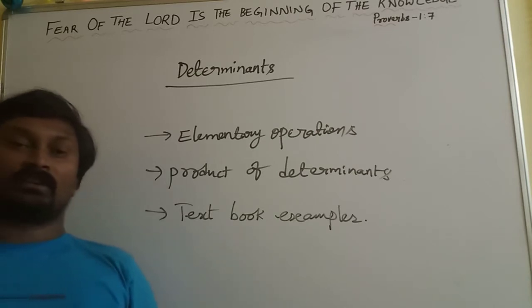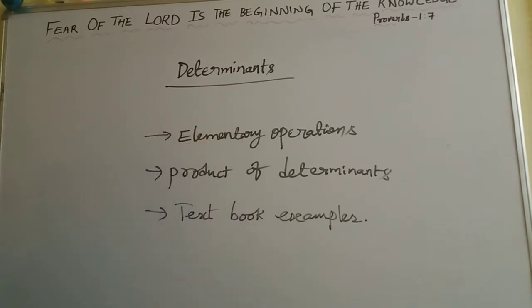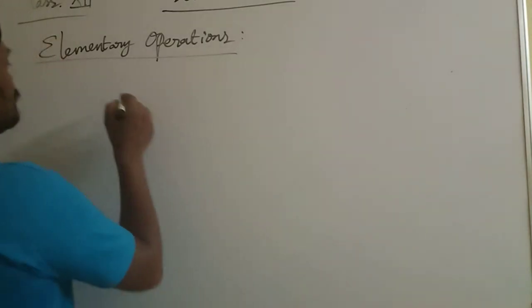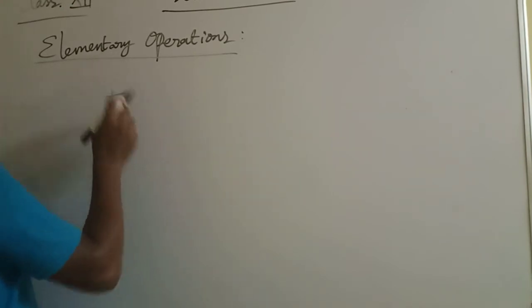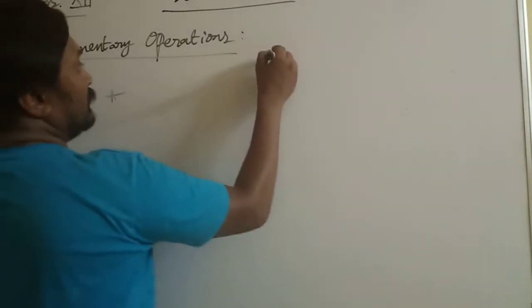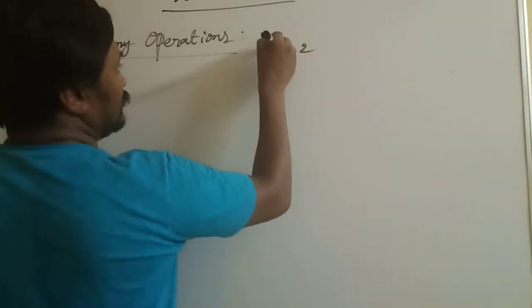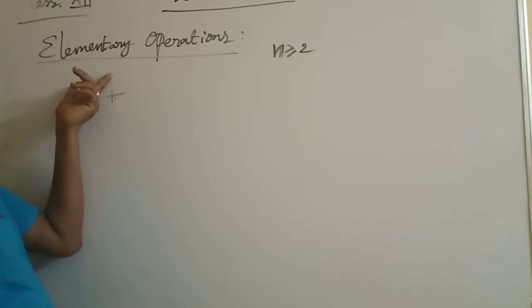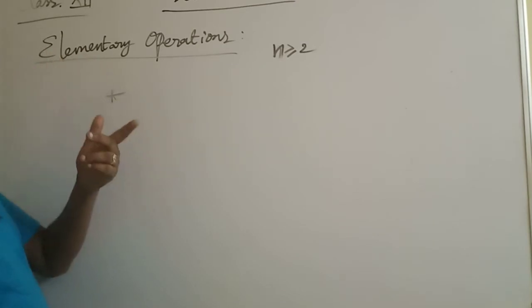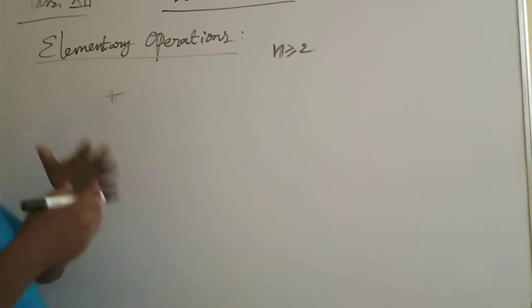Thank you, God. Right, let's move on to the first topic, elementary operations. Alright, now we are going to discuss elementary operations. In this, the first point, before going to this, you should remember that the order of the determinant should be n greater than or equal to 2. Then what are the possibilities? The first one is how to represent and how to interchange. See, elementary operations means the operations which you do to simplify the determinants.